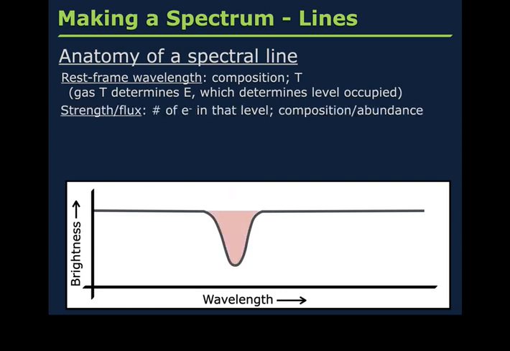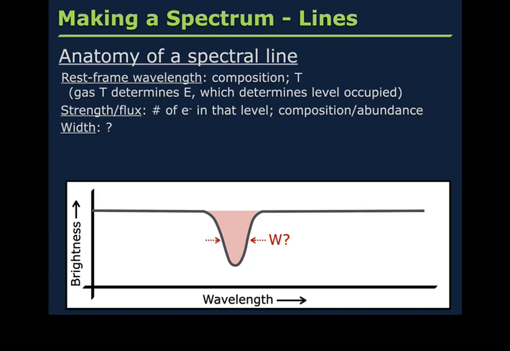There's also the strength or the flux of the line, so basically how much light is being taken away by that line as a whole. It tells you the number of electrons hanging out in the energy level associated with that transition, and that also tells you things about the composition of the gas, so how many atoms there are in that gas and how abundant those atoms are as a function of temperature.